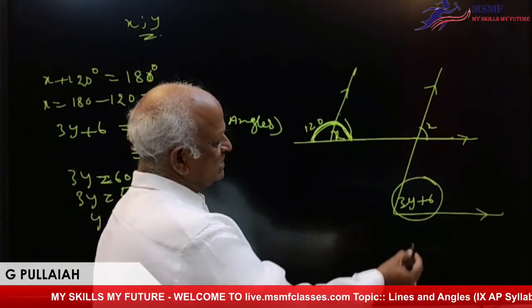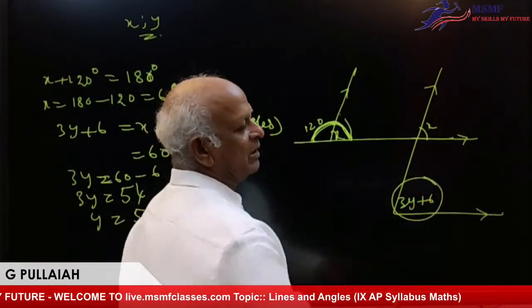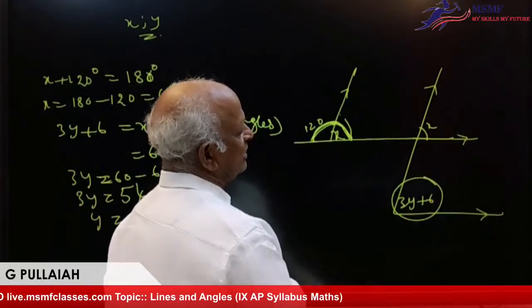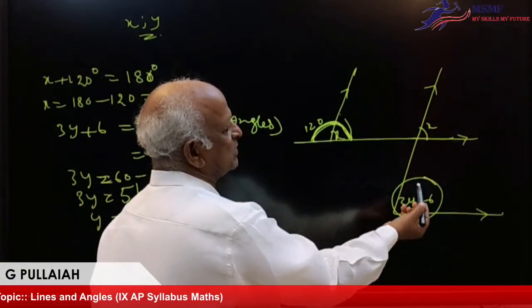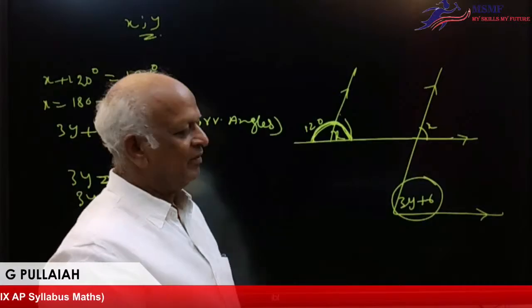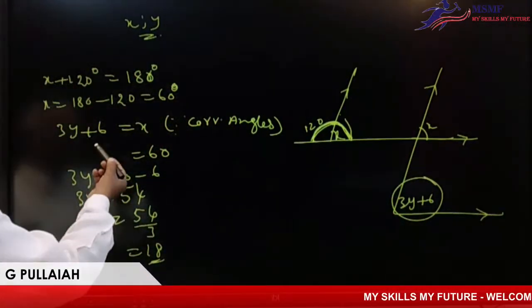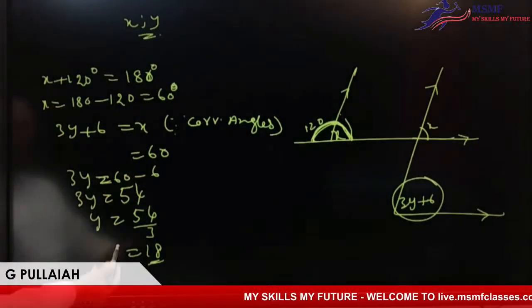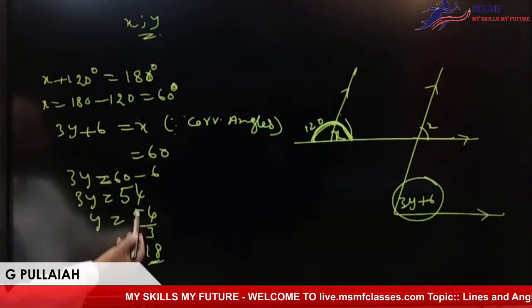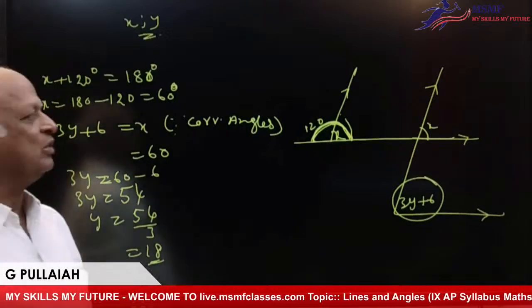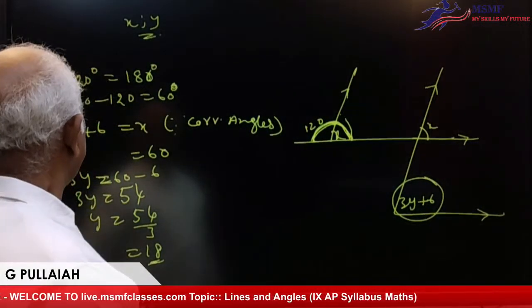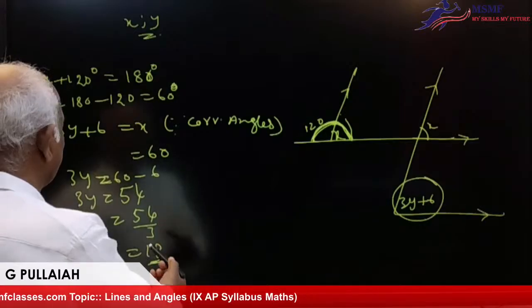Because these two are parallel, these two are corresponding angles, and they are equal. So 3y plus x is equal to x here, substituting the value. Sorry, x is equal to 60 degrees and y is equal to 18 degrees.